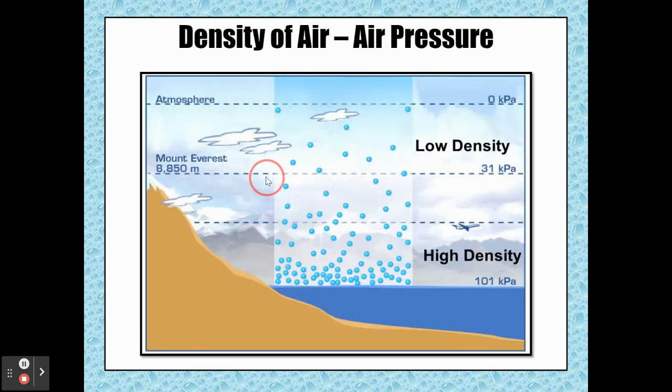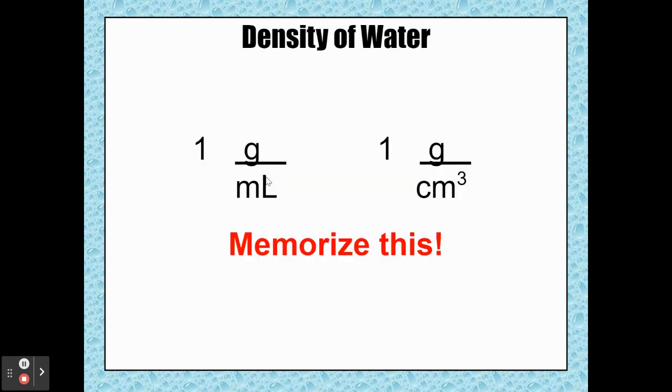And this makes sense because we said earlier that 1 milliliter is the same as 1 centimeter cubed. So you could write 1 gram per milliliter or 1 gram per centimeter cubed.